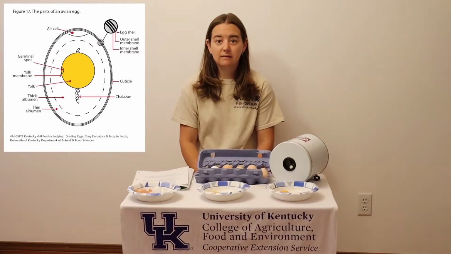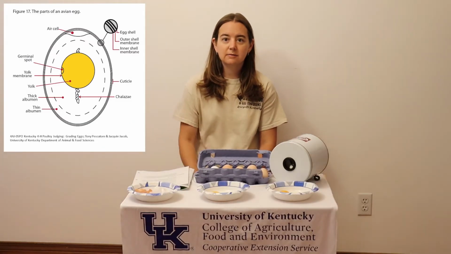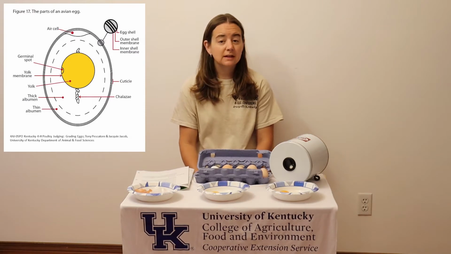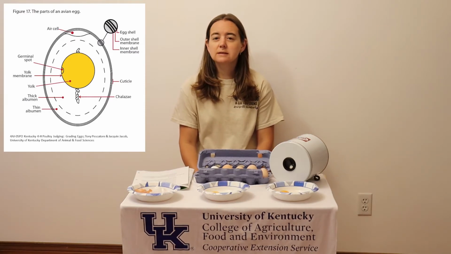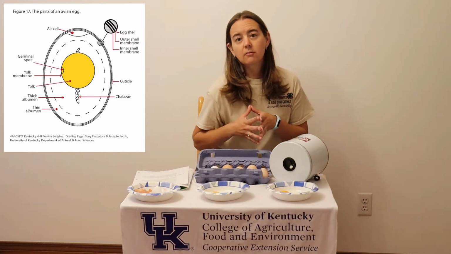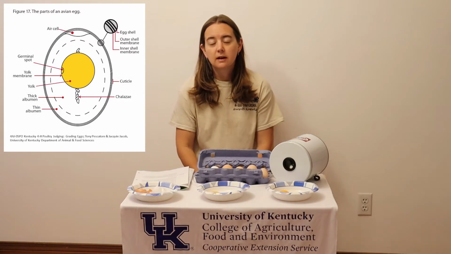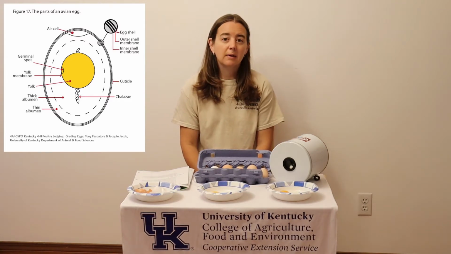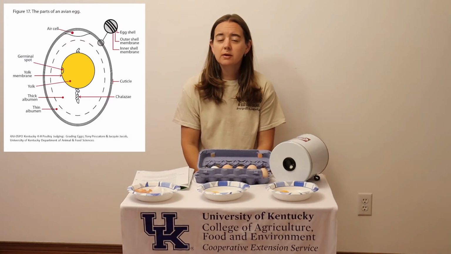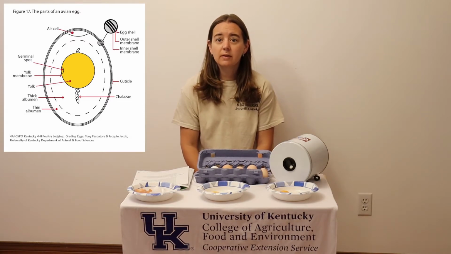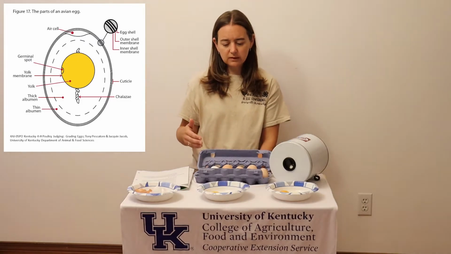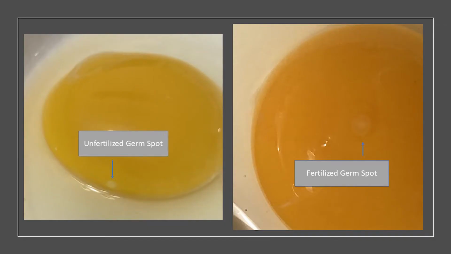Let's look inside of our egg now. Obviously we have our yolk, which contains our germ spot. That's how you can tell if an egg's fertilized or not, by looking at the germ spot. I have 2 eggs cracked today. One is from a local grocery store and the other is from a local farmer. Eggs that you get at the grocery store are not fertilized, but if you're purchasing eggs from a local farmer, they may be fertilized. You can look at the germ spot in these eggs to determine if it's fertilized.